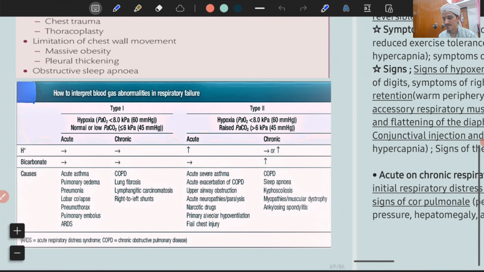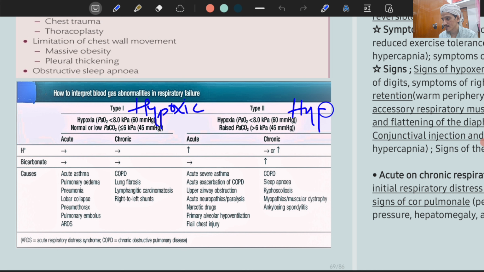So remember this table. Type 1 is nothing but hypoxic, and type 2 is nothing but hypercapnic respiratory failure. So remember this, in chronic hypercapnic respiratory failure, there will be a compensated state. That's why there is compensation by the kidney, and that's why there will be increased bicarbonate. So whenever there is increased bicarbonate, that patient has chronic type 2 hypercapnic respiratory failure.